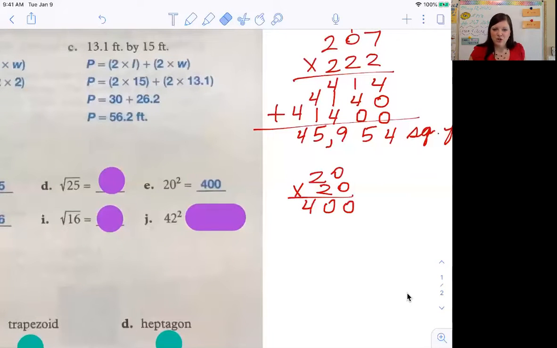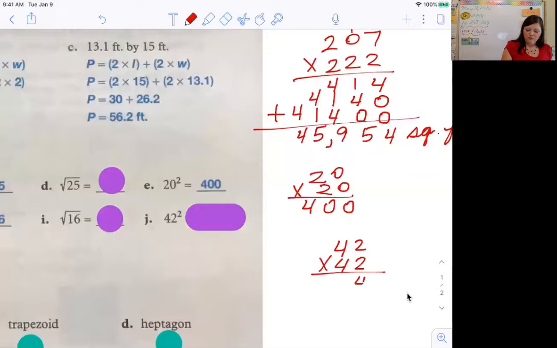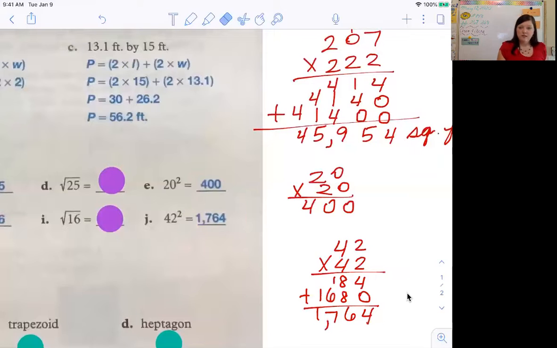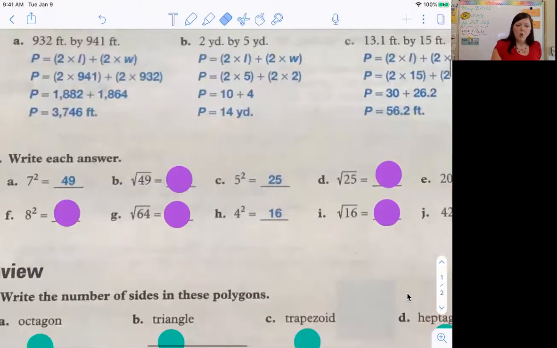Let's go ahead and do this other hard one. 42 squared, that means 42 times 42. 2 times 2 is 4. 4 times 2 is 8. Annex a 0. 2 times 4 is 8. 4 times 4 is 16. Add your partial products. 4, 16, 7, 1. 1, 2, 3, comma. 1,764 is equal to 42 squared. What is 8 squared?